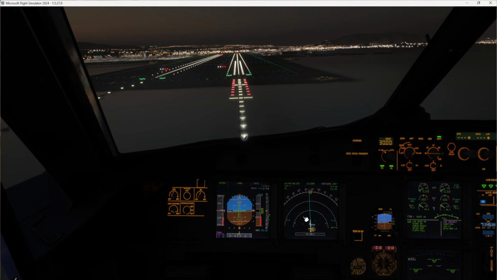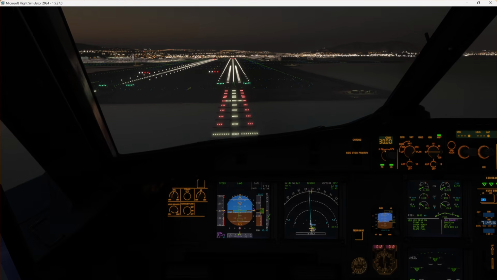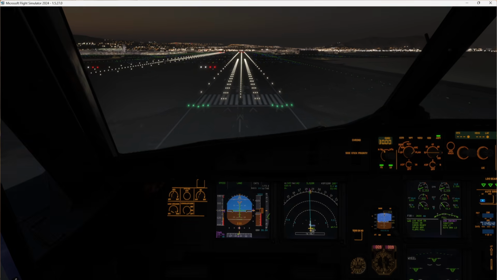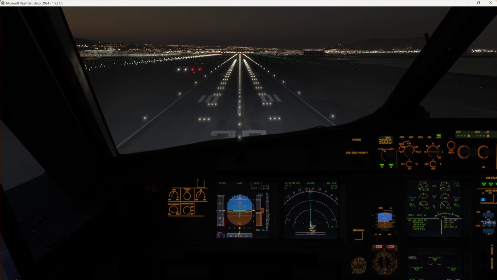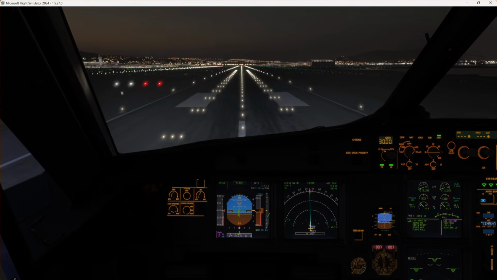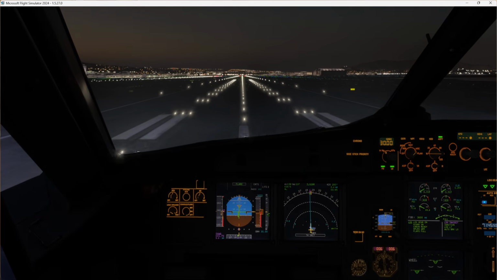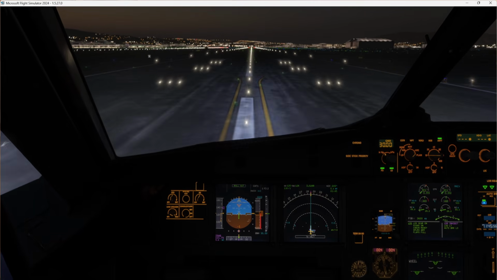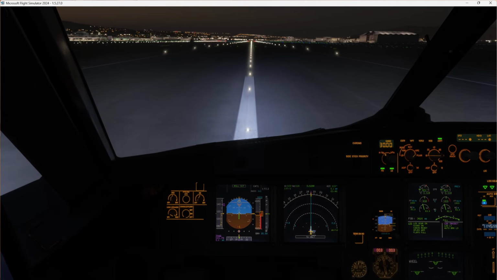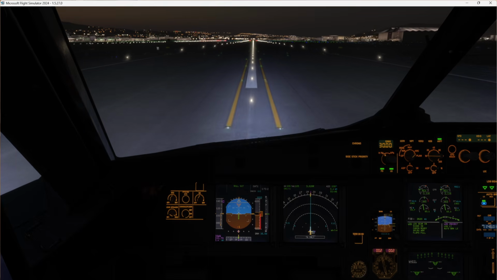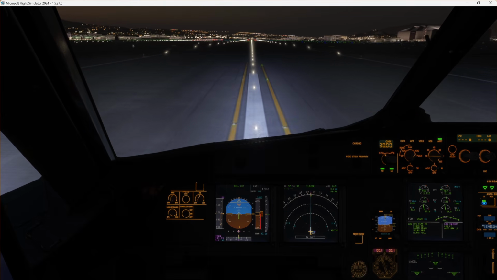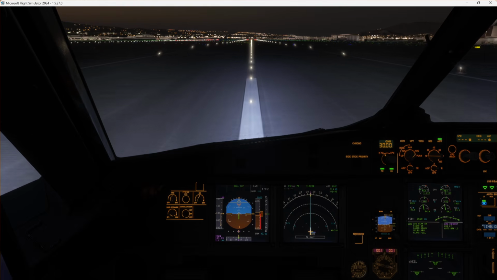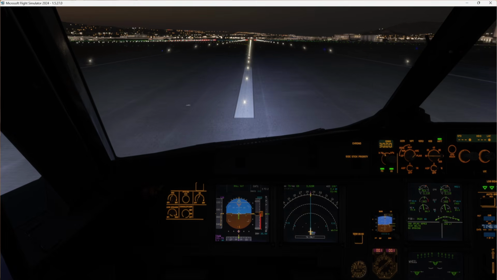So 100 above minimum. Minimum. Continue. 100. 50, 40, 30. Start flaring. 20, cut power. Retard. Leave it. Leave it. We touched. So speed brake are up, reverse is green, and we are decelerating. So I just did really small inputs on the stick to not over correct. So let's brake the aircraft here.